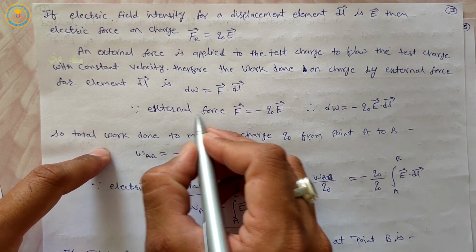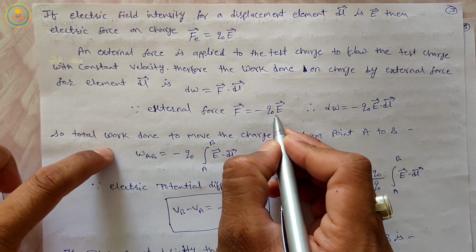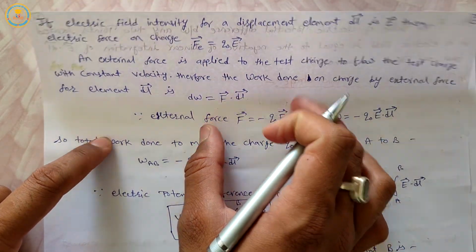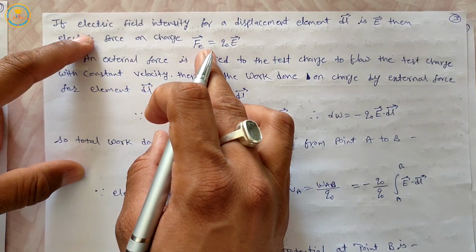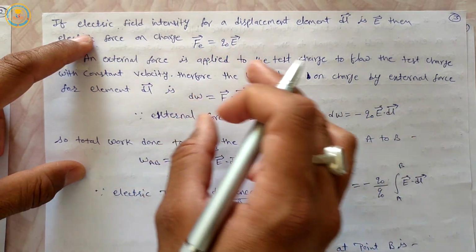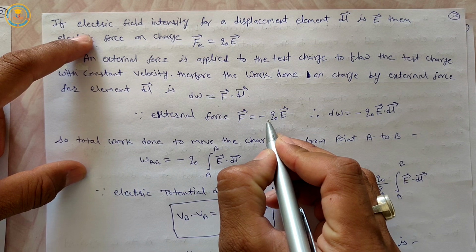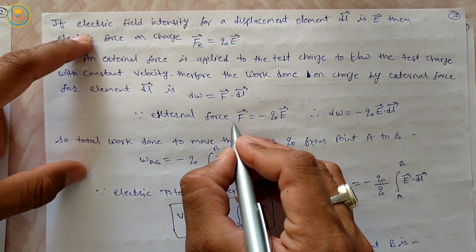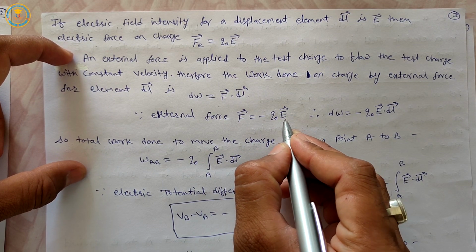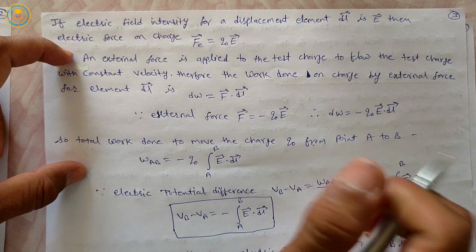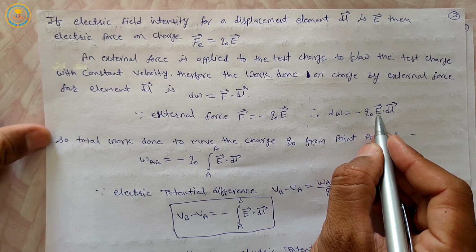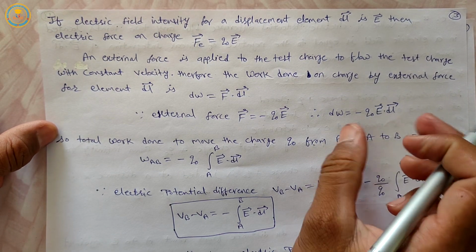We know that the external force F is equal to minus q naught E vector. This external force has the same magnitude as the electric force, but opposite in direction. The negative sign indicates that the direction of the external force is opposite to the electric field. So dW is equal to, putting the value of F in this equation, minus q naught E vector dot dl vector. This is the work done for the displacement element.